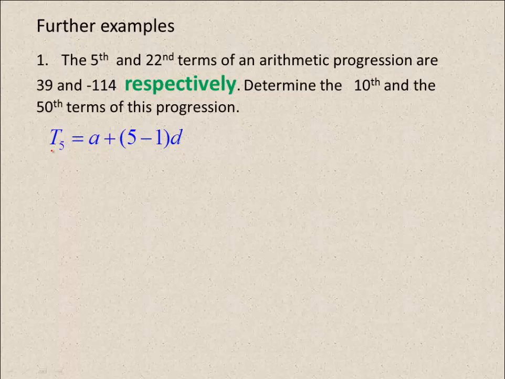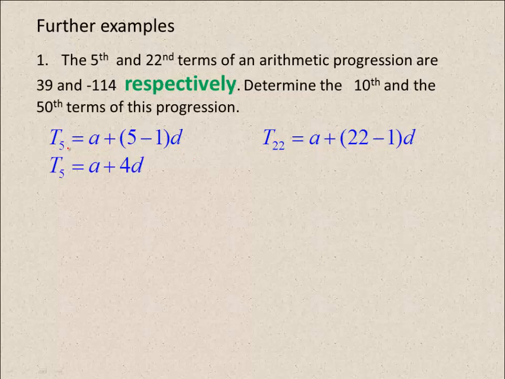The fifth term means T5. They tell me T5, which I know is equal to A plus 5 minus 1 multiplied by D. Why the 5? Because I'm dealing with the fifth term. A I don't know as yet, D I don't know as yet. I simply have an equation. But what I do know is that the 22nd term at the same time is A plus 22 minus 1 into D, where 22 is equal to this n value here.